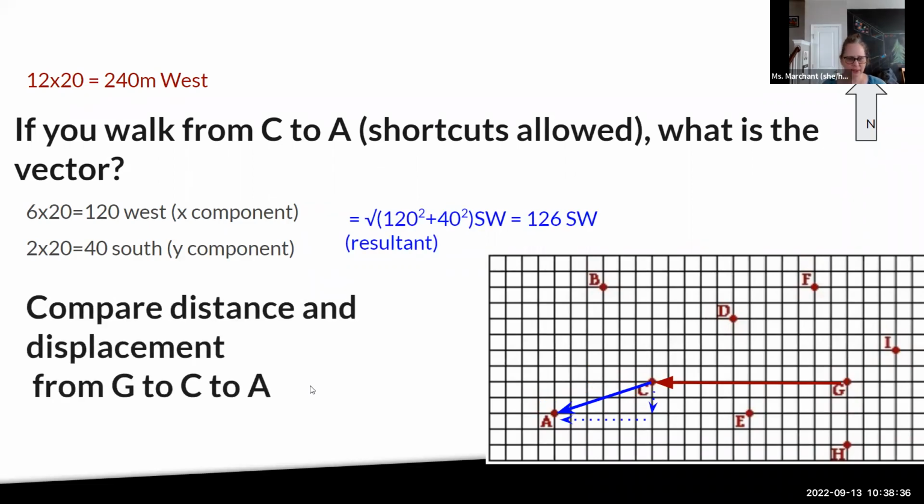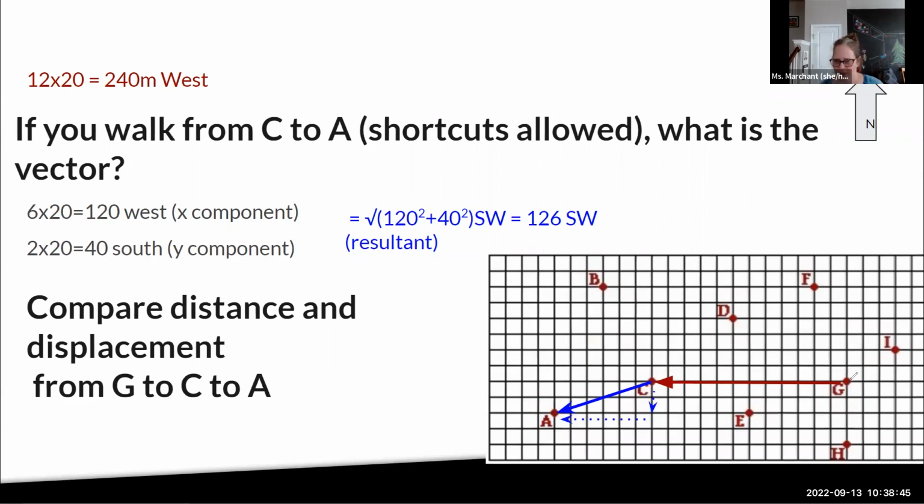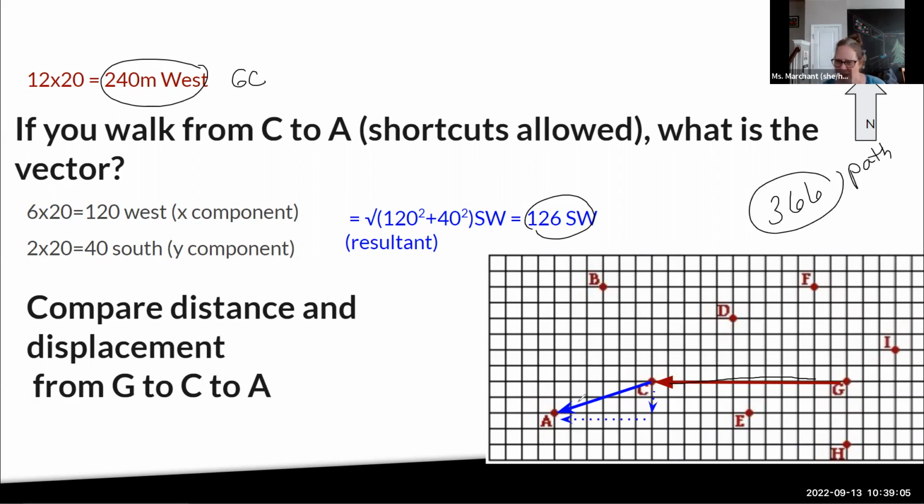Okay. Compare the distance and displacement from G to C to A. So compare the distance and displacement. So we had the G to C, okay, is 240 west, and your C to A is 126. So the path is going to be 366. That's the path because I just added the 2 vectors directly. But the displacement of that is when we have those multiple vectors in there. And so we need to get it from G to A.